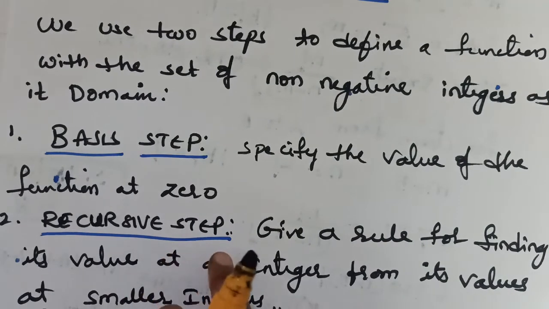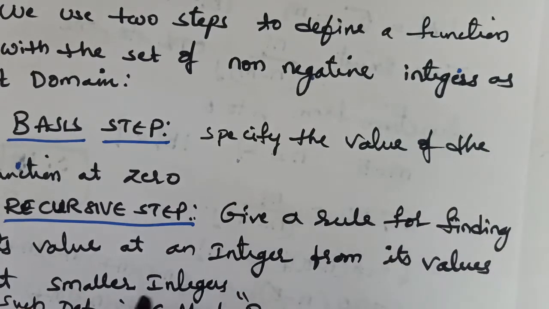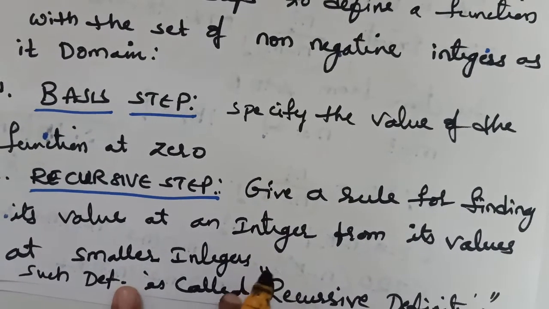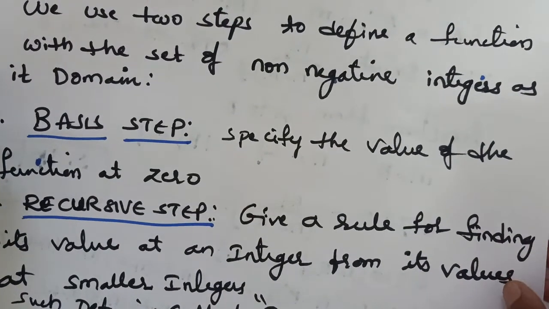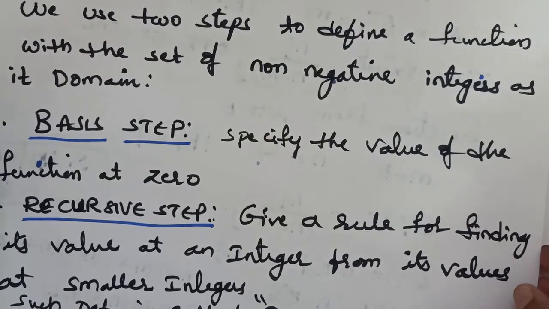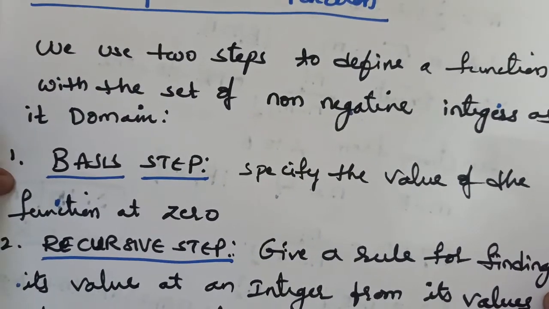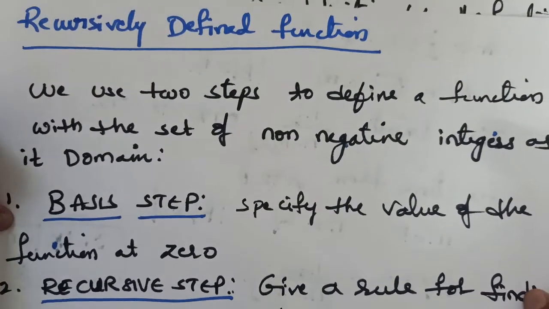The second one is the recursive step. Give a rule for finding its value at an integer from its values at smaller integers. Such a definition is called a recursive definition. So you need to remember these two steps to define a recursively defined function, that is, the basis step and the recursive step. Here are some examples to discuss.